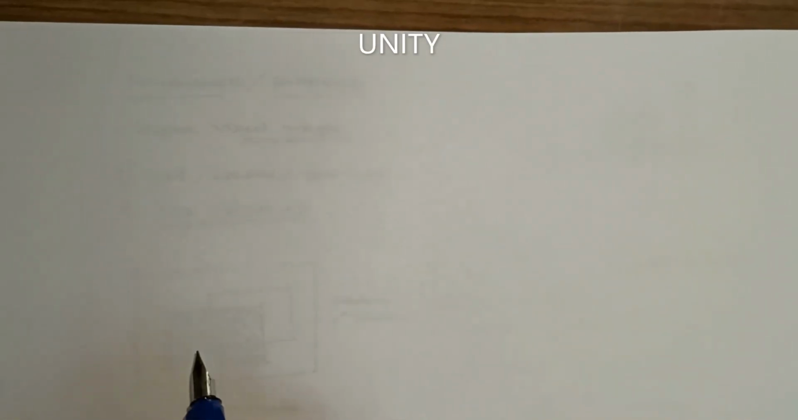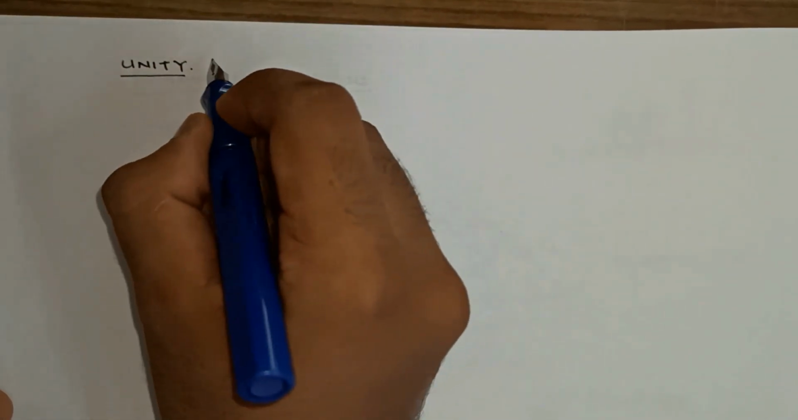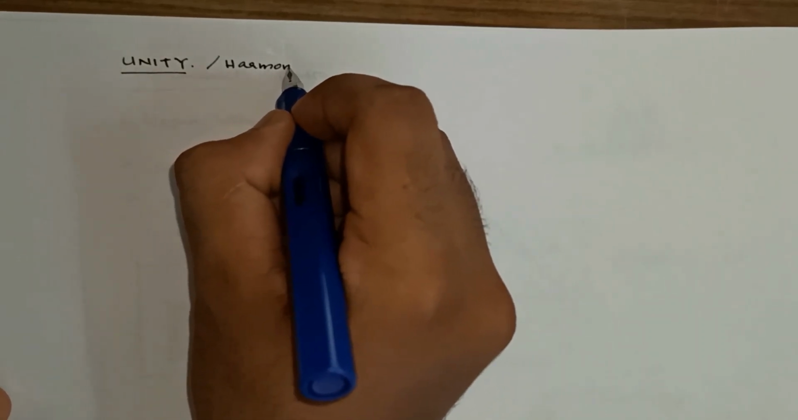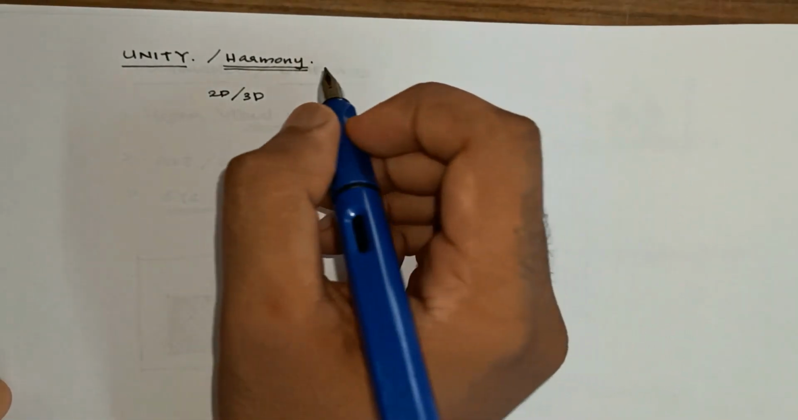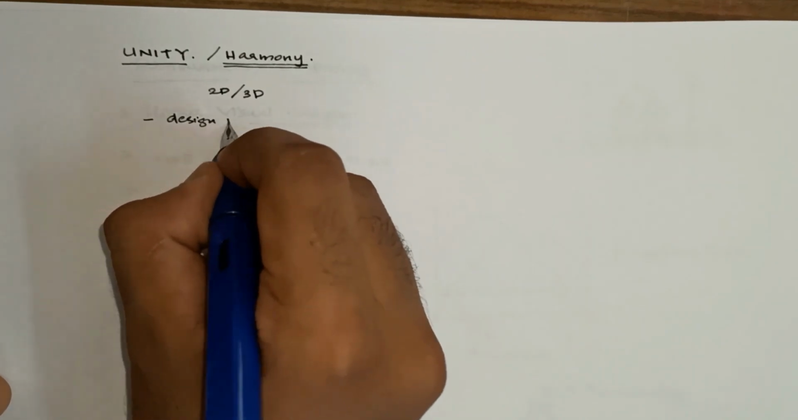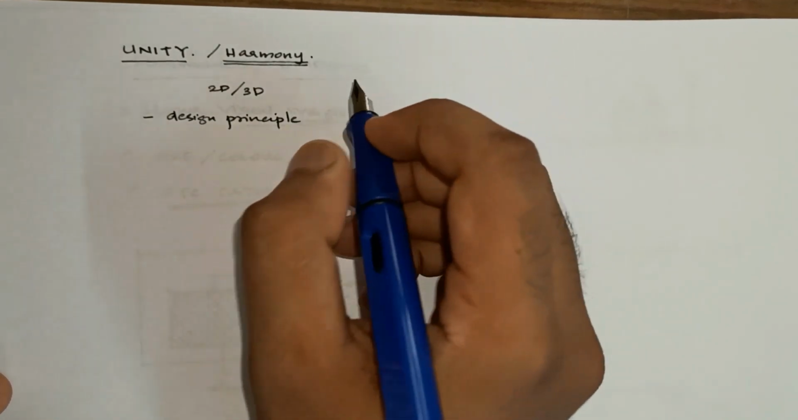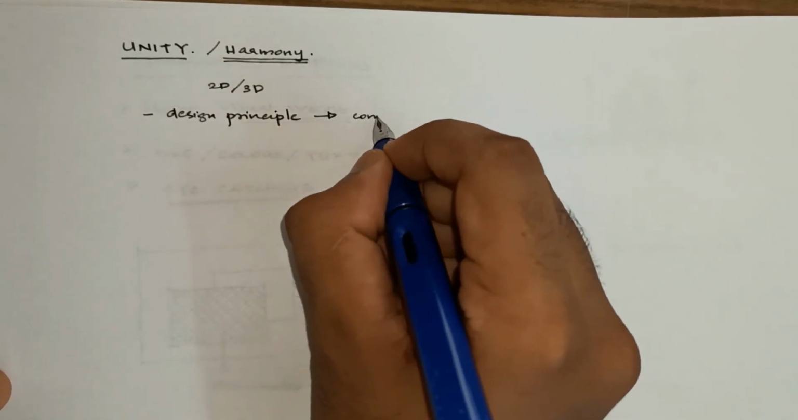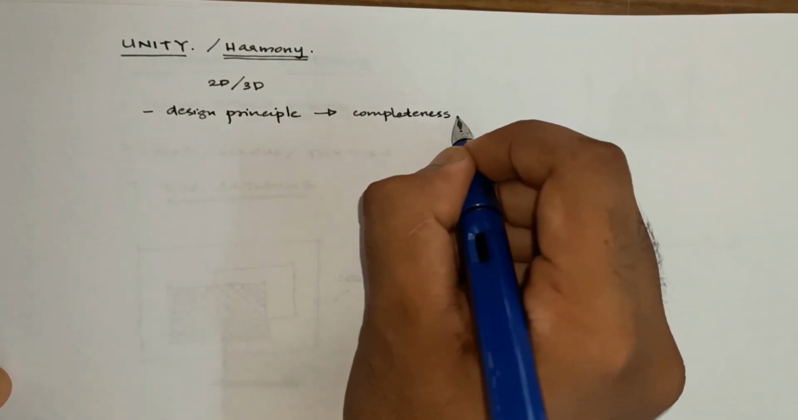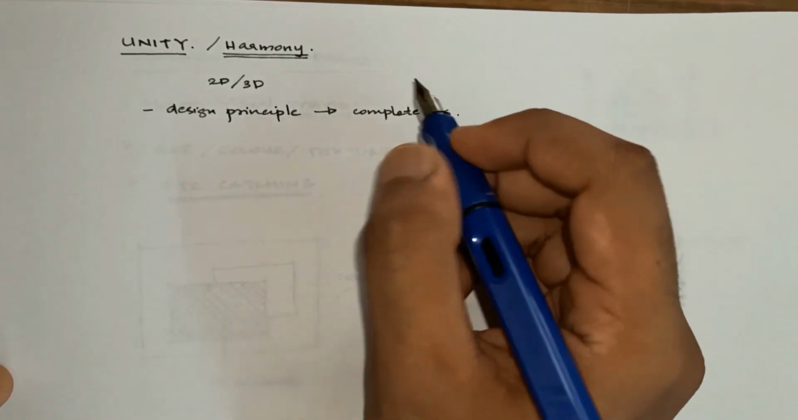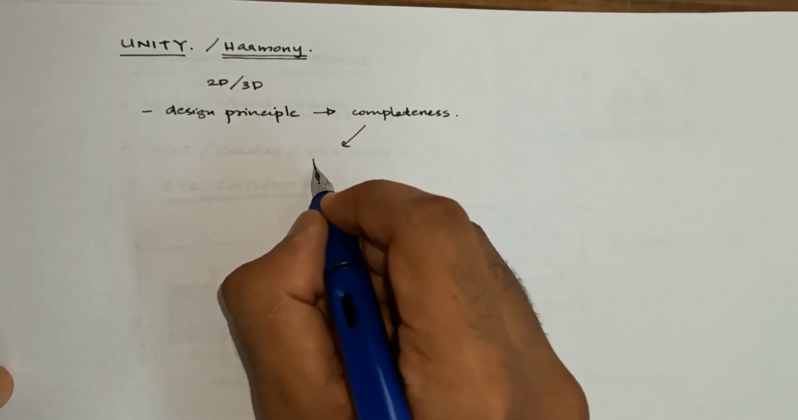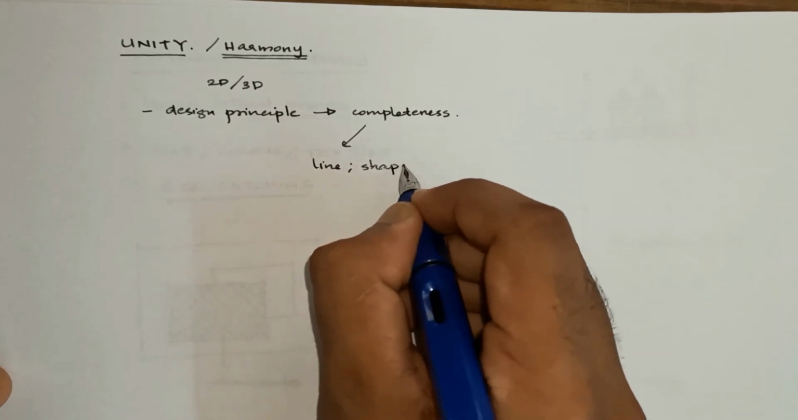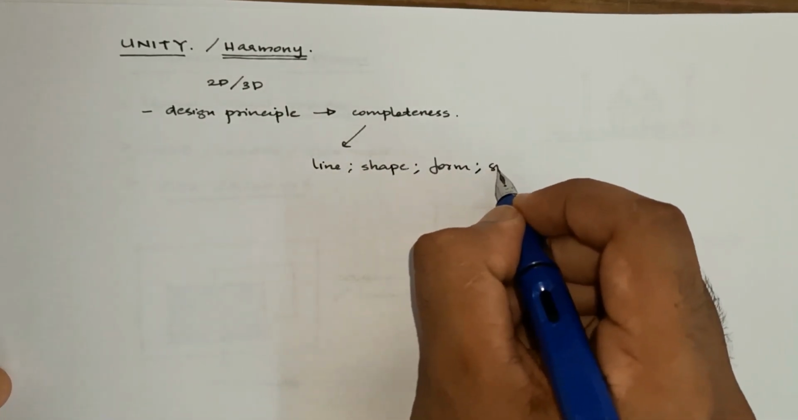So the final design principle that we are going to learn is unity. Unity is also referred to as harmony. Unity in any composition, either in a 2D or a 3D composition, is nothing but that design principle which gives the design a sense of completeness, right? This completeness can be brought about in terms of various aspects of art or design, that is, in terms of line or shape or form or space, etc.